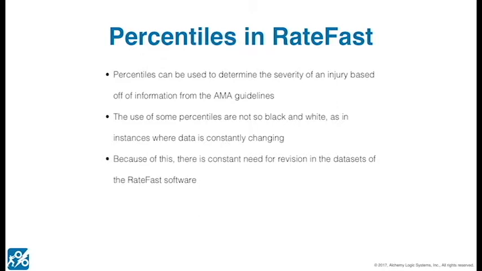Without the percentile reference, the person trying to understand the value of the 8% whole person impairment lumbar strain is essentially arguing with themselves, as they have no context to place the injury or outcome within. In summary, having a RateFast database to tell you the context and outcome of the injury is a very valuable and powerful tool.